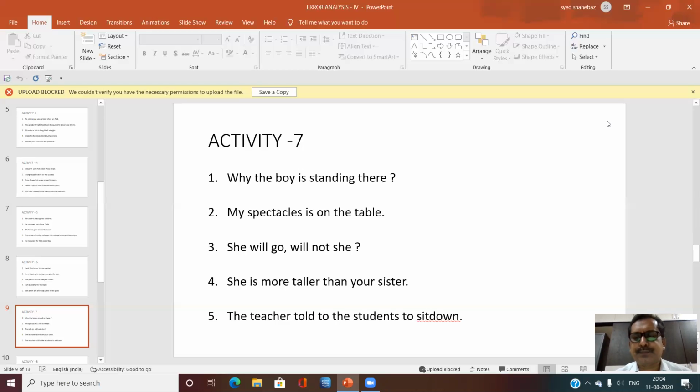Next, the teacher told the students to sit down. The teacher told the students, told to. To is not necessary here from the grammar point of view. The teacher told the students to sit down.